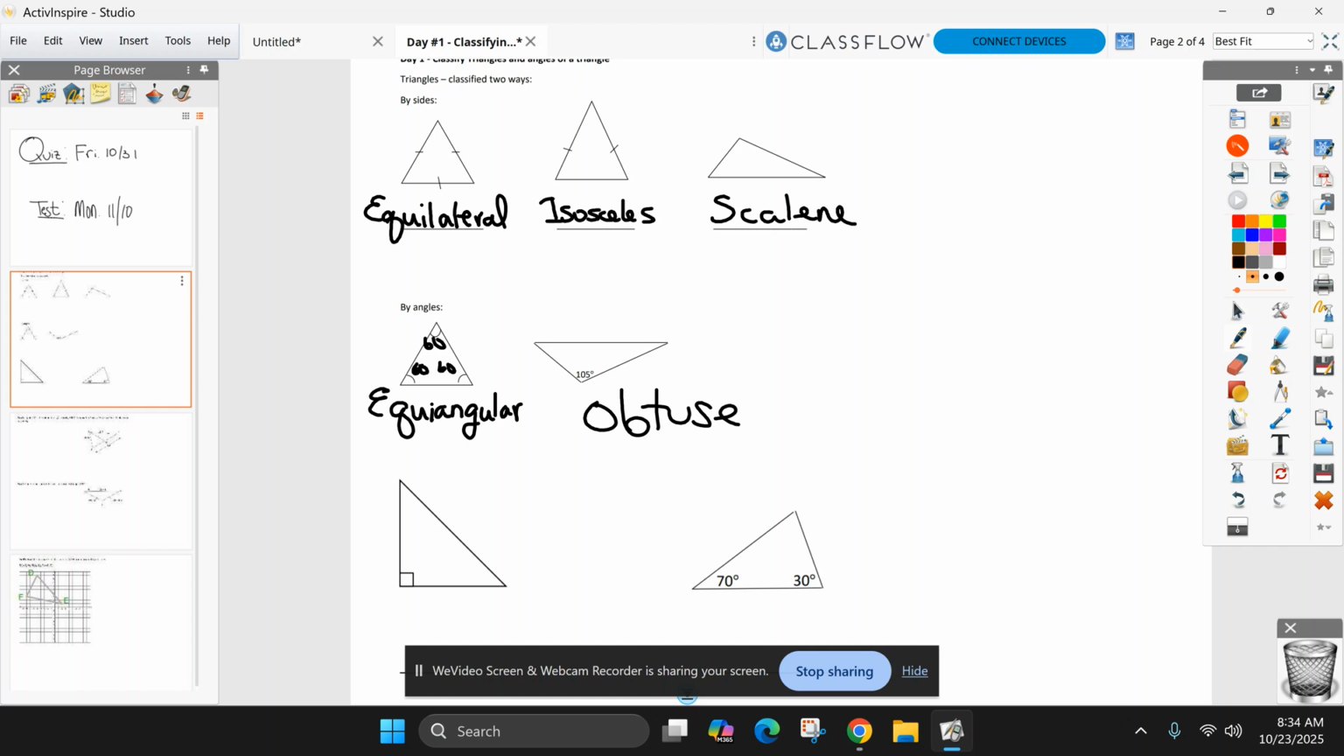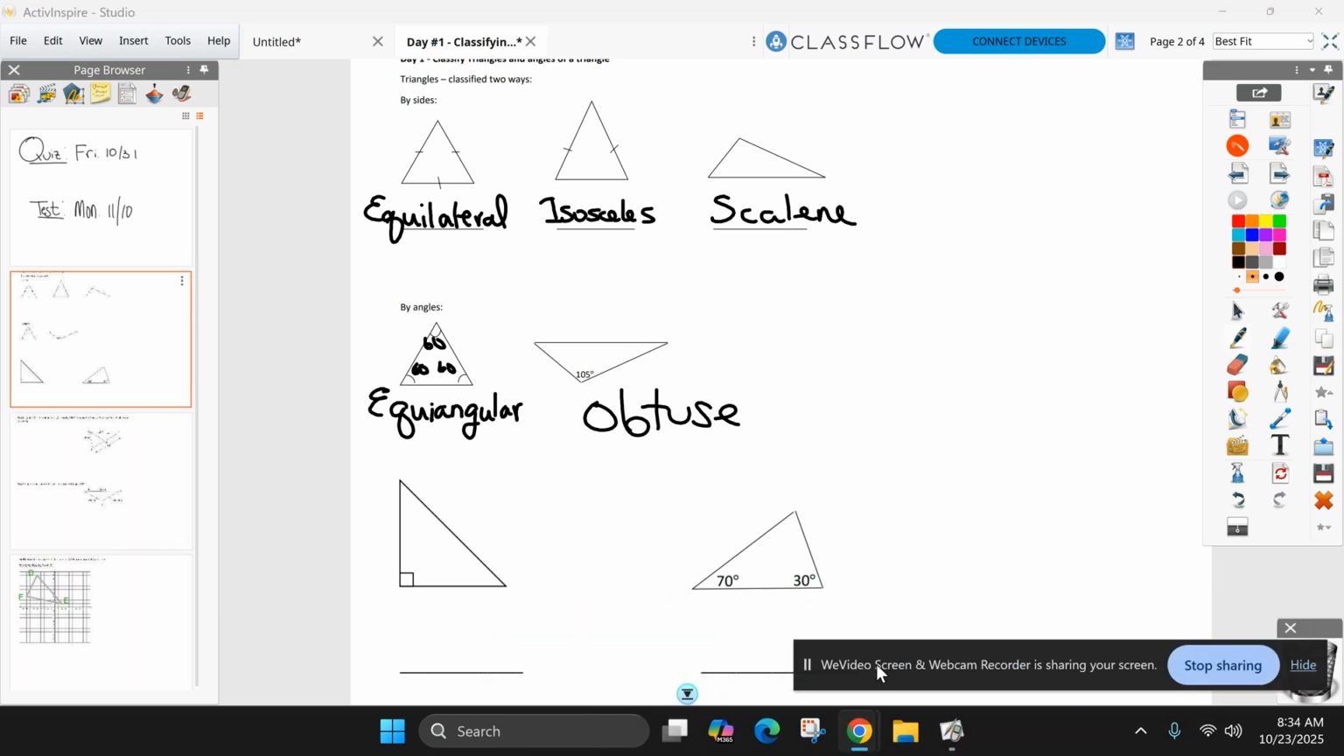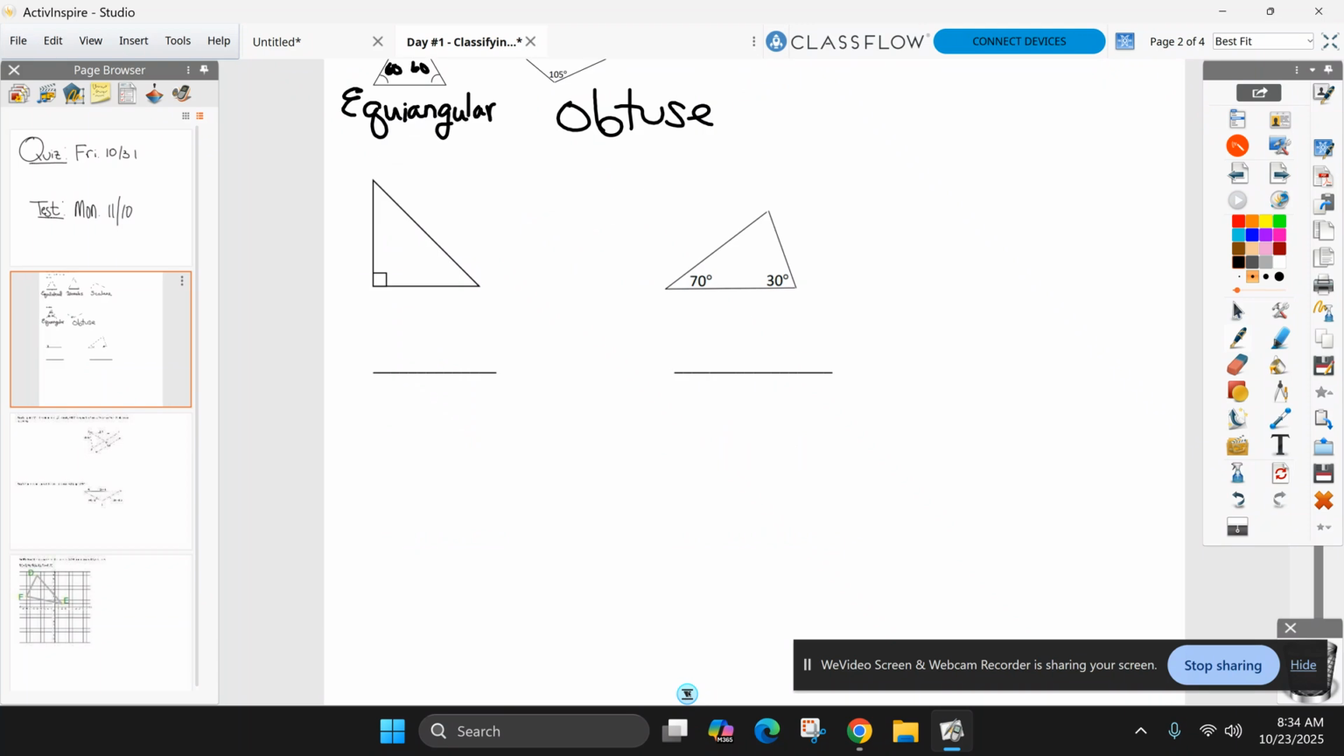And all you need is one, because it's impossible to have two angles bigger than 90 in a triangle, because you guys told me what they all have to add up to. If they all add up to 180, that's impossible. So all you need is the one angle bigger than 90. It's called obtuse. We've seen this a couple times already this year. The box tells me what type of triangle now. That is a right triangle.